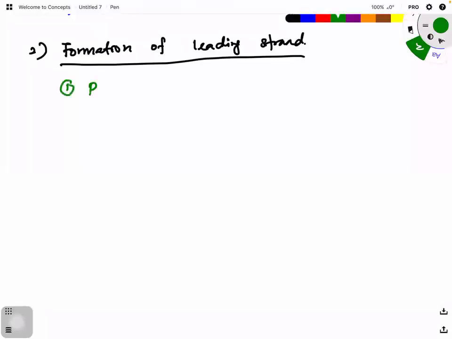So first process, primase synthesizes RNA primer, or just primer. This is the minimum to write. Okay, so what is the next process? Number 2.